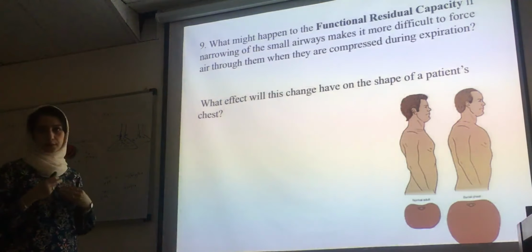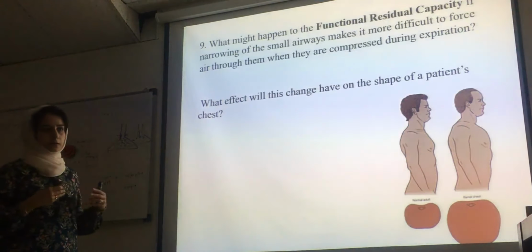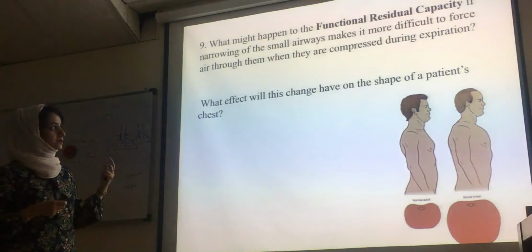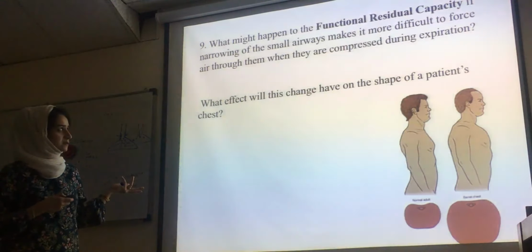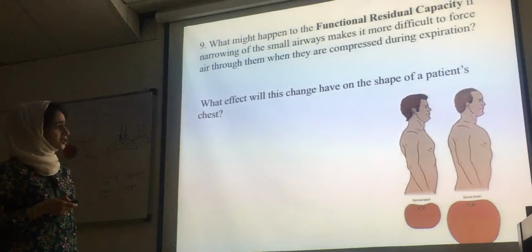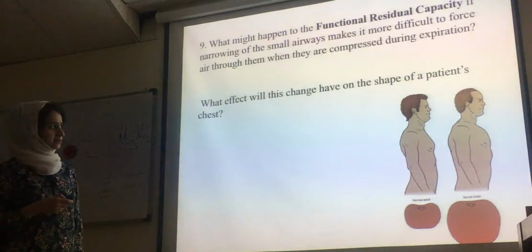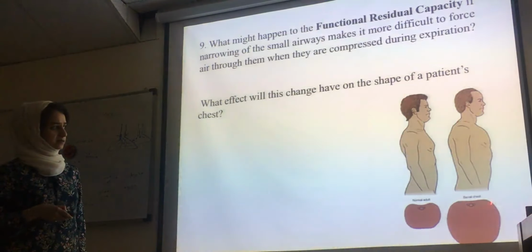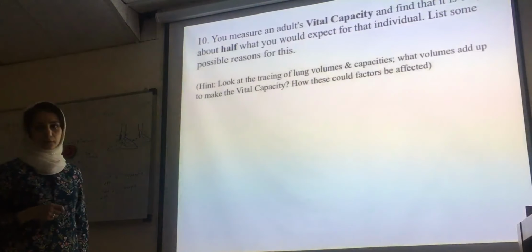When this continues to happen and is not resolved, of course emphysema is progressive, and the shape of the chest of the patient in severe emphysema becomes like this. This is called barrel chest. Could you see how big it becomes in comparison to this normal one?